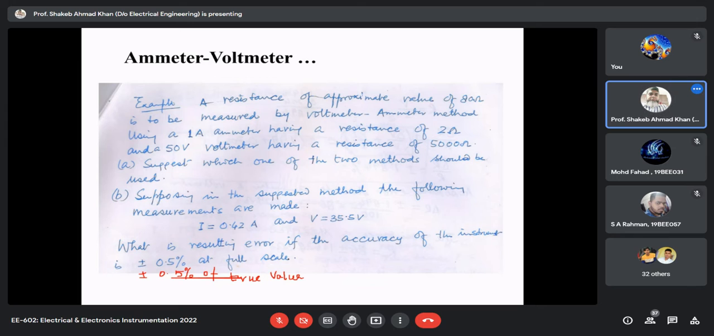Now suppose you are measuring 25 volt, then your error will increase, because your denominator will be less. If you calculate 0.5% of 50 volt, how much will it be? 2.5. 2.5 volts. Yes sir. 2.5 volt, right?